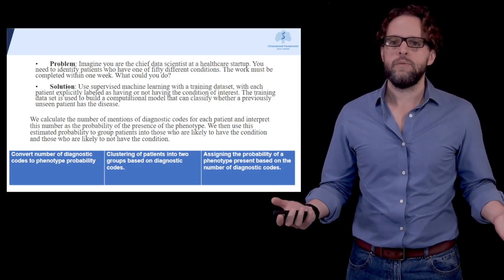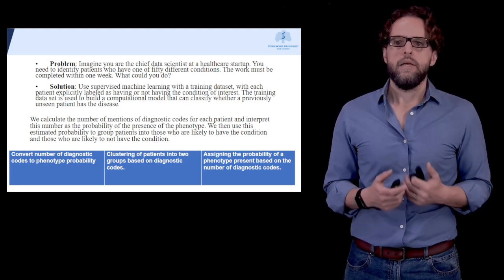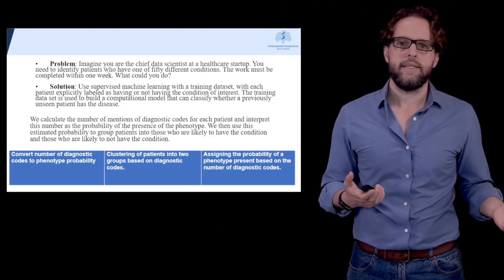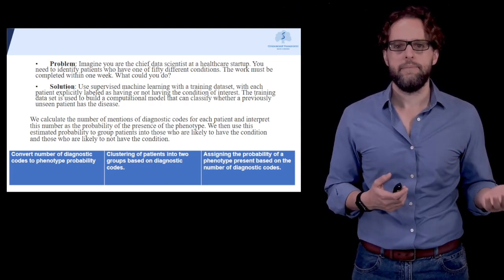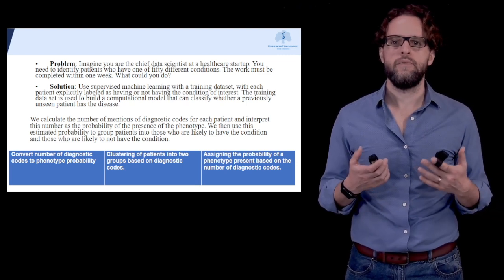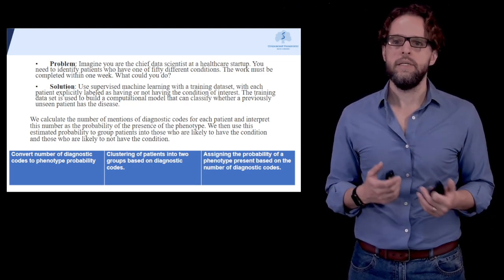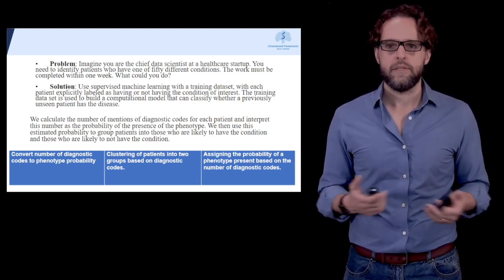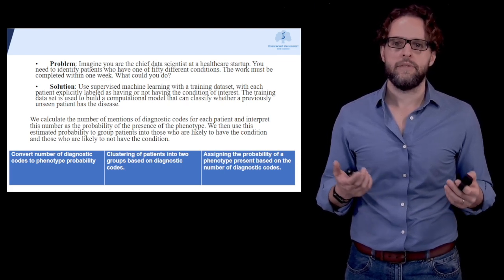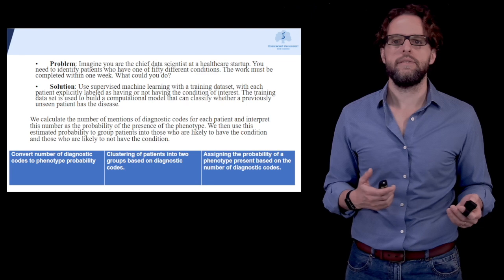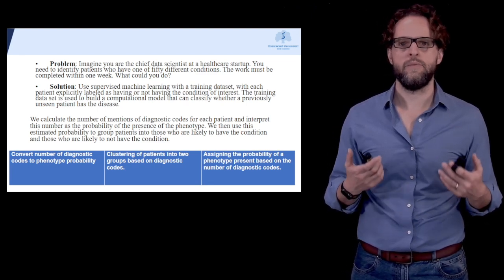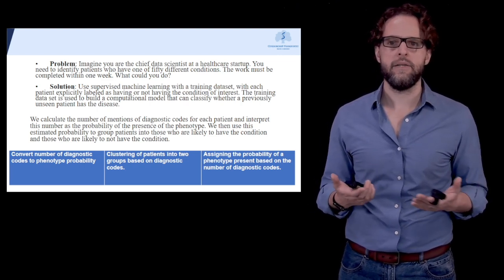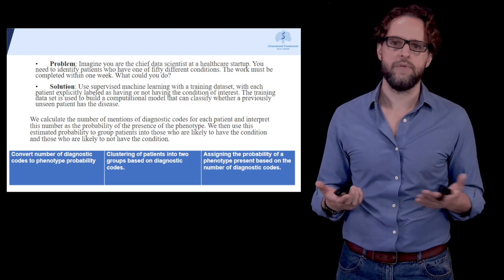Of course, there will be a problem with the probabilistic approach. Imagine you're the chief data scientist at a healthcare startup. You need to identify patients who have one of 50 different conditions. The work must be completed within 1 week. What could you do? The solution will be to use supervised machine learning with a training dataset with each patient explicitly labeled as having or not having the condition of interest.